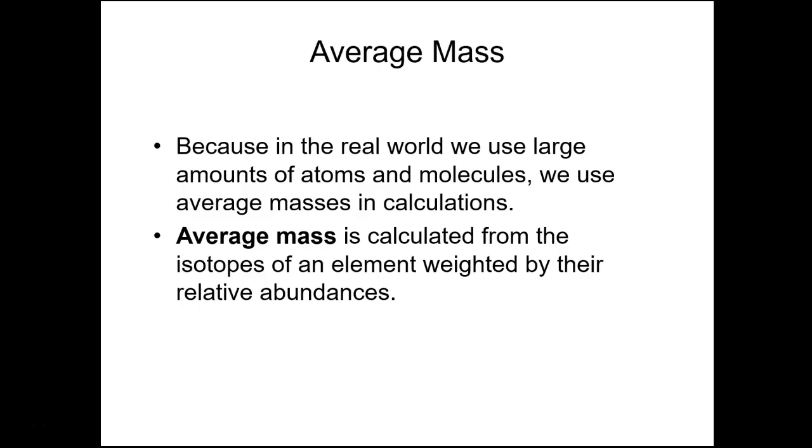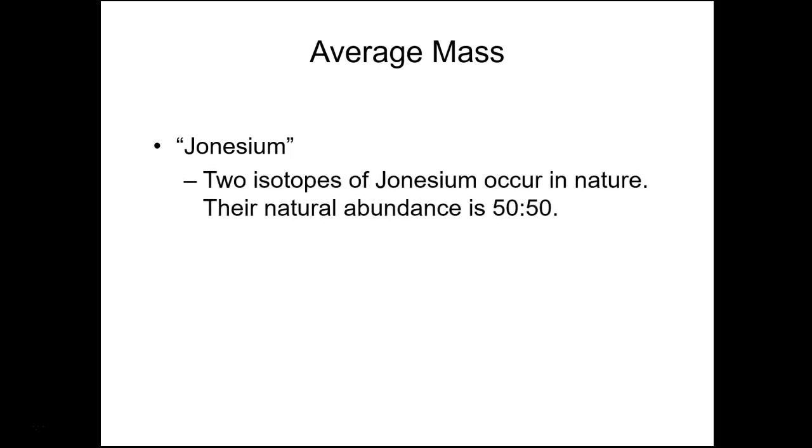And so the average mass, or what we also call the molecular weight, is calculated from the various isotopes of an element, weighted by their relative abundances. So let's take a very, very simplified look at this. Imagine that there is some new metal discovered called jonesium. And jonesium has two isotopes that occur in nature, and their natural abundance is exactly 50-50.